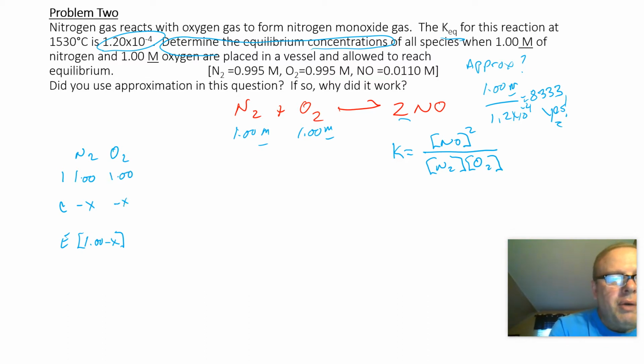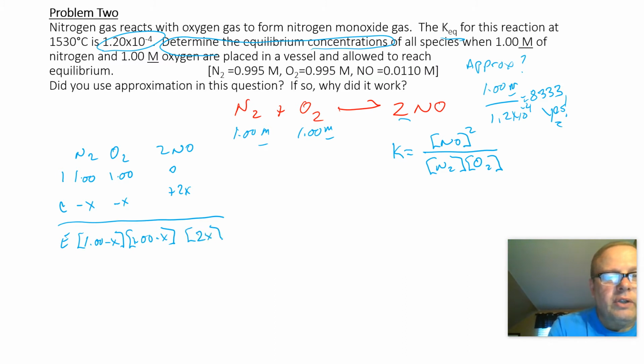And many of the problems that I give you guys here are going to be like this, where you can do something other than use the quadratic, because you're working at home and I really don't like you doing quadratic. I want you to understand what's going on here. So here's the 2NO. It's starting at 0 and it is going to be plus 2x. So its equilibrium value here is 2x. All right, so now we've got our ICE chart filled in.